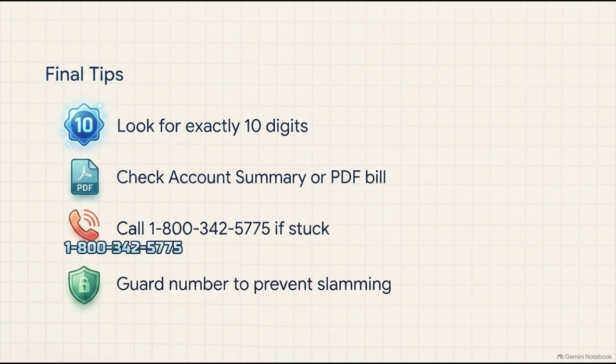Okay, we've covered a whole lot of ground today. Here is your ultimate cheat sheet to recap the actionable insights so you've got everything you need moving forward. First, always look for exactly 10 digits. And remember, ignore the hyphen when you're typing it online. Second, log into appleelectric.com and check your account summary, or open up a recent email and check the top right corner of your PDF bill.